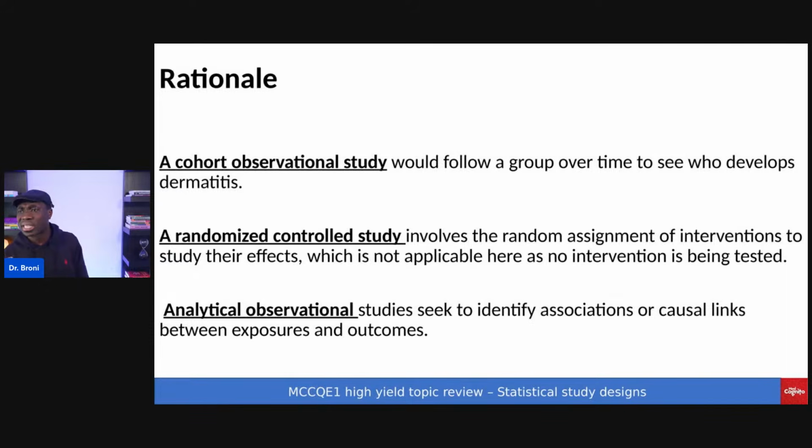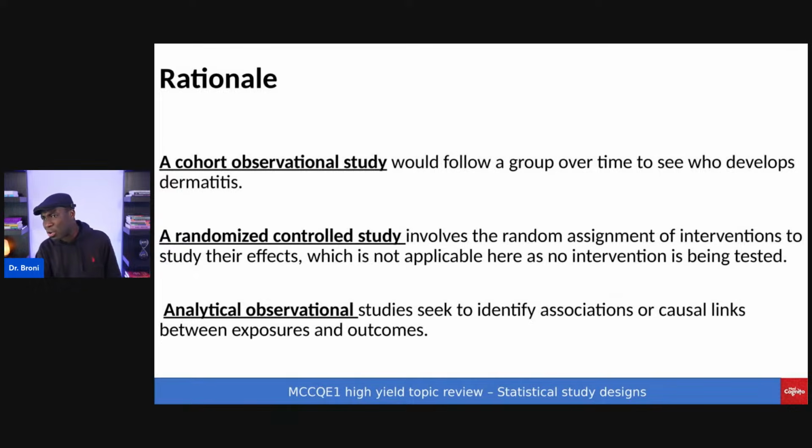Now, why is cohort study wrong? A cohort observational study would follow a group over time to see who develops dermatitis. So a cohort study is basically looking into the future. But this particular question says that this doctor observed that there is a problem in the community, so he went to the factory where they work and collected his data.